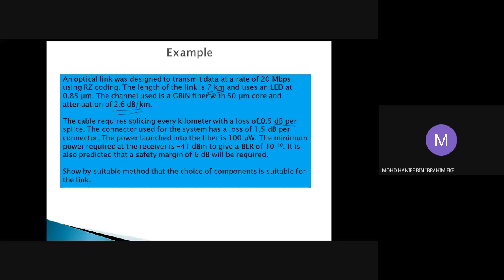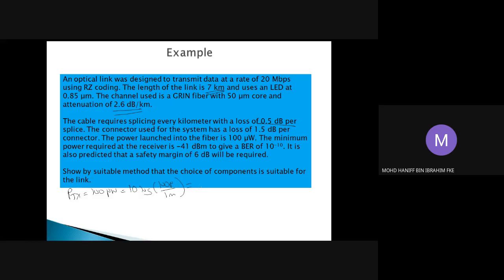The connector used for the system has a loss of 1.5 dB per connector. So we have two connectors, one for input and one for output. So the loss will be 3 dB. Okay, the launch power into the fiber is 100 microwatt. So let us detail it out here. The transmit power is 100 microwatt, given in watts, so we need to calculate in dB, in dBm. So 10 log of 100 microwatt divided by 1 milliwatt, because it is in dBm.